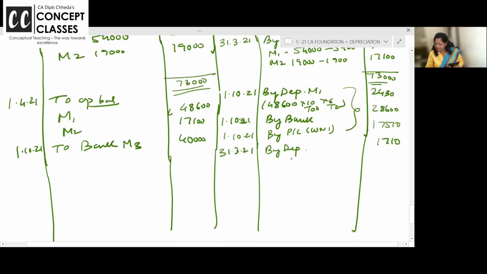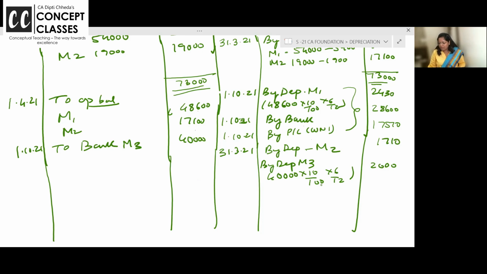So again, I will charge the depreciation on machine 2, done. Now depreciation on machine 3, 40,000, 10%. For how many months? 6 by 12. 2,000. All clear or not? Anyone is having any doubt? Check please. 48,600 depreciation till date, sale value and loss. Story is over. Second machine 10%. Third machine 10% and 50%, 6 by 12, because it is purchased for half year.